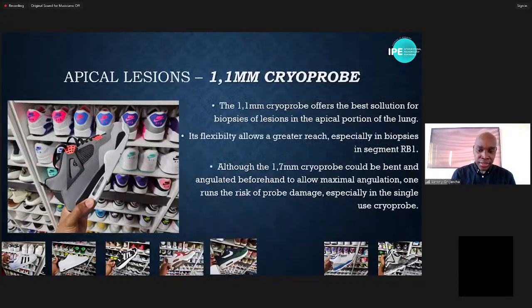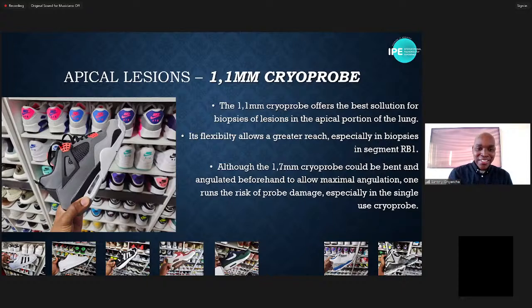The second to last one, sorry, I missed one, is the apical lesions. I think that speaks for itself. You have to have the 1.1 cryoprobe because it's more flexible. When you're doing a biopsy, especially in the right upper lobe in the RB1, you can't use the 1.7 easily.